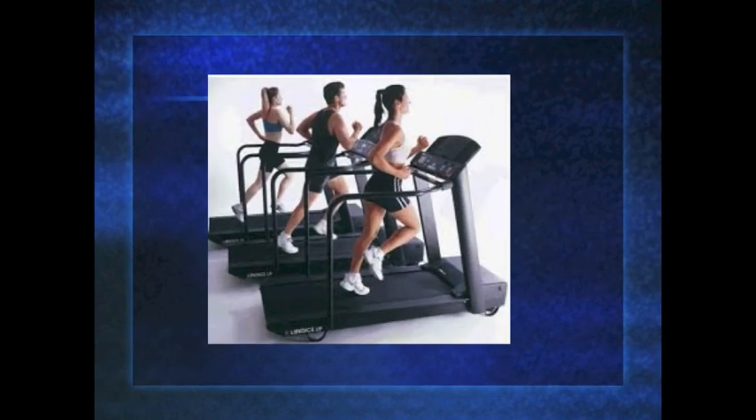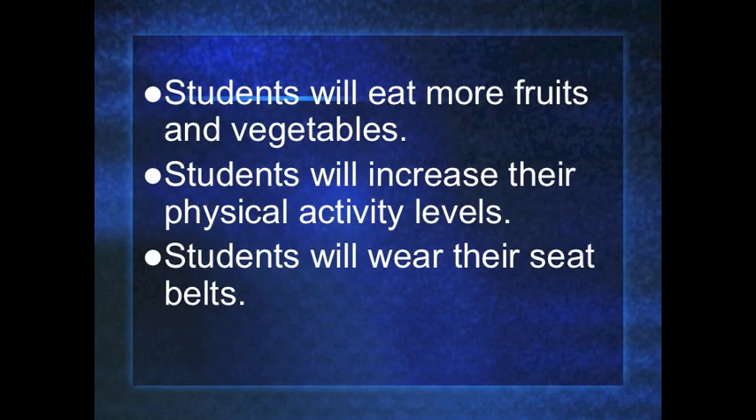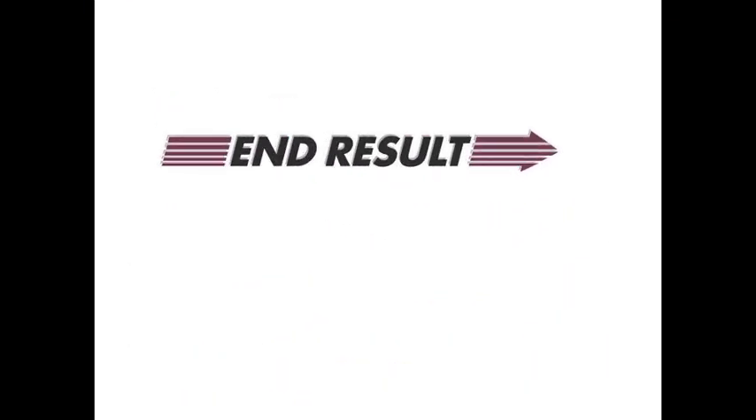Knowledge may be an important precursor to making those changes, but the overall goal is what you ultimately want your students to do. It's the overall end result that you want to see in your students. Students will eat more fruits and vegetables, or students will increase their physical activity levels, or students will wear their seatbelts. What is the end result that you'd like to see in your students? What health behaviors do you want to see them adopt?